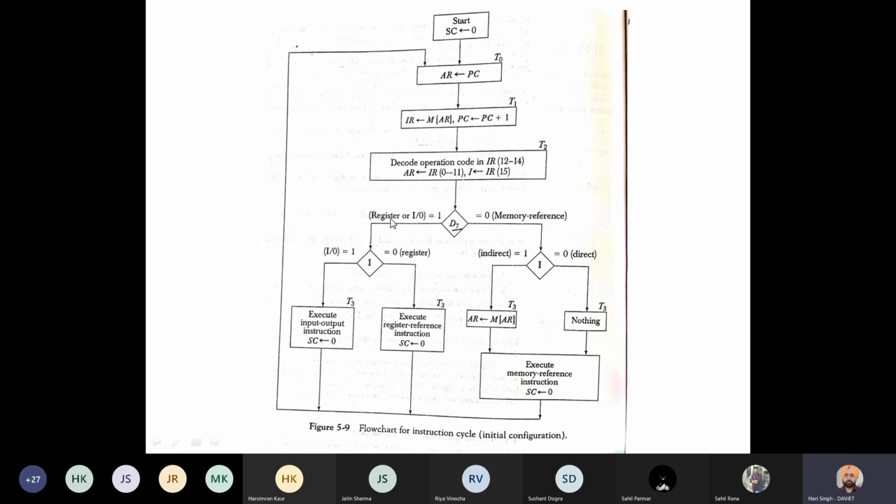And if the instruction is related to registers or input-output devices, then further I determines whether it is related to registers or input-output devices. After finding that and the address of the register, the control unit executes the instruction related to the register or input-output devices, and the sequence counter is set to 0. So this completes the execution of the instruction, and again the control is transferred to the first step, where the counter was set to 0.